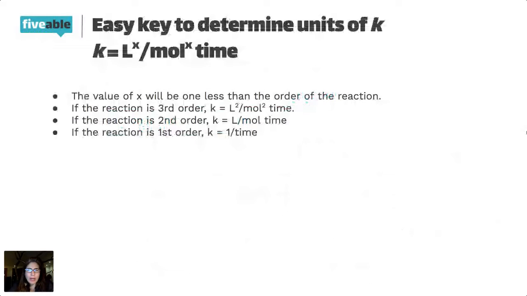Okay, just a reminder, an easy way to determine the units for K is this simple equation, where K would be liters to the X over mole to the X times time, and the value of X will be 1 less than the overall order of the reaction. So if the reaction is third order, the units of K will be liter squared over mole squared times time, and so on for second order. So this is an easy reminder for you to know if you're on the right track.